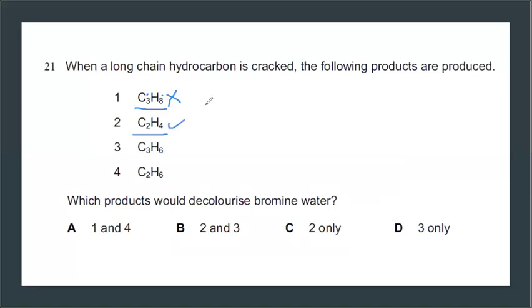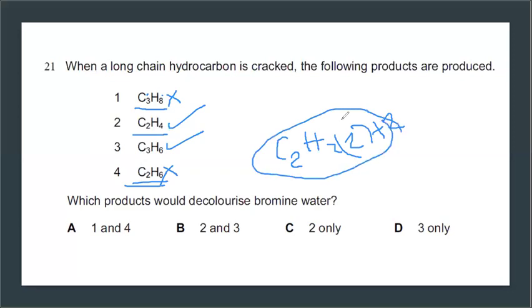C2H4, this is possible. C3H6, this is possible. C2H6, this is an alkane, so this is out. How do I know it's an alkane? If C is n, so C is 2, H is 2 by 2 plus 2. 2 2s are 4 and 2 is 6. So this has the formula of an alkane. So this is out. So that leaves us with 2 and 3 as the answer. So the answer is B as in boy. All right, B as in boy is our answer.